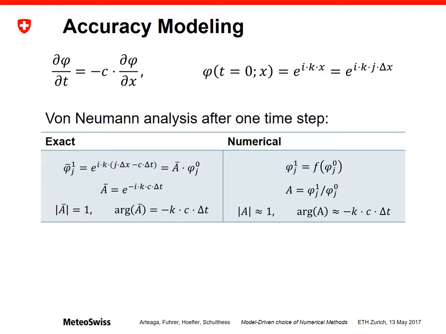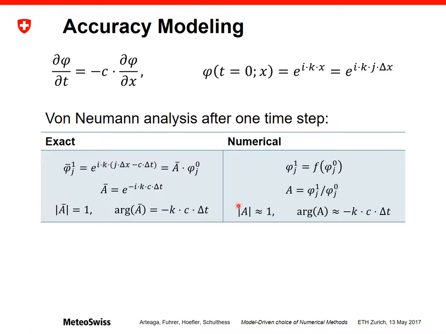Its absolute value is exactly 1, while its argument is given by minus the wave number times the constant advection velocity times the time integration step. These are important quantities because the absolute value represents the amplitude of the wavelength after one time step, whereas the argument shows the shift to the right applied to this wave.